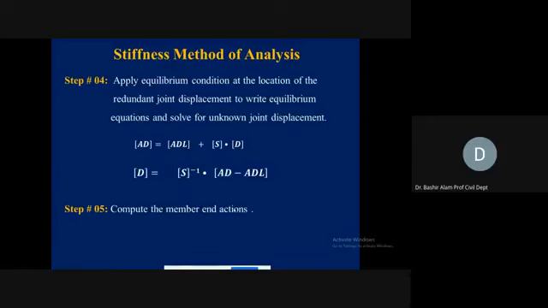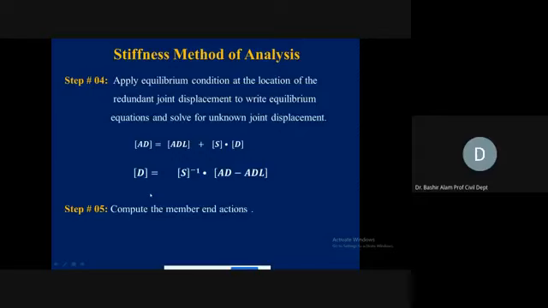Now, when we have these numbers, we have the AD values, the ADL values, and the stiffness coefficient S values, which means only D is unknown. So now we are in a position to write down the equilibrium condition. The basic equilibrium equation is AD equals ADL plus S times D, or D equals S inverse times (AD minus ADL). The right hand side values we have, so we can find the unknown joint displacement values.